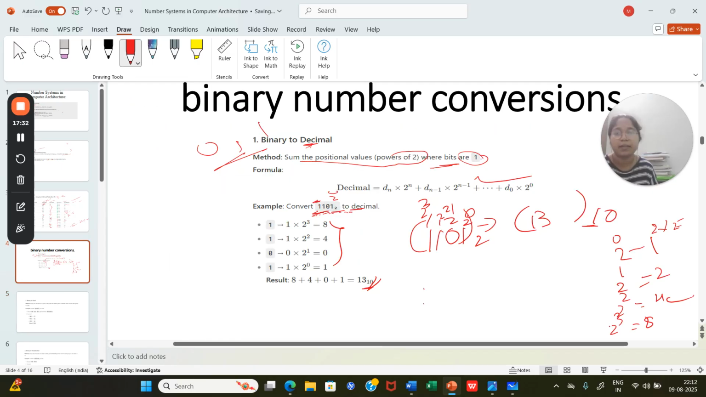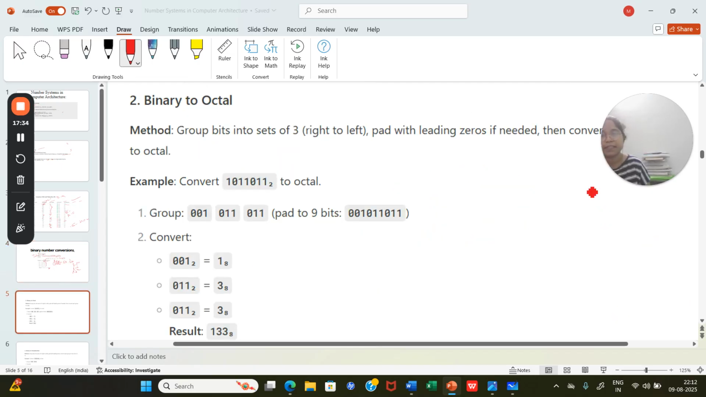Next we will start with binary to octal. This is a very easy part. To convert binary to an octal number, we make groups of three. Let's look at this example they've given: 1 0 1 1 0 1 1. For this we take base 2. We will make the groups from the RHS side to the LHS side.